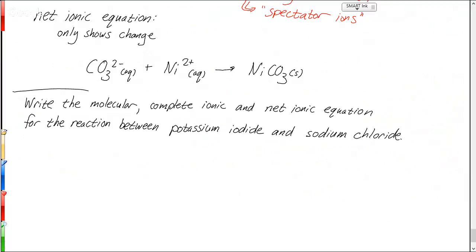I give you two reactants. You're going to write the molecular equation based on constructing the products by switching ions, and then write the complete ionic and net ionic equation. And something weird is going to happen. See if you can figure it out.